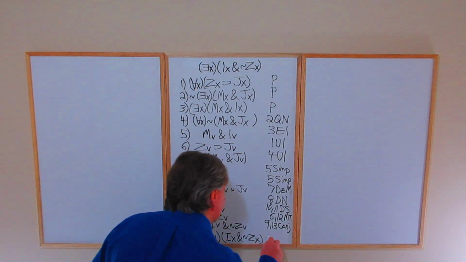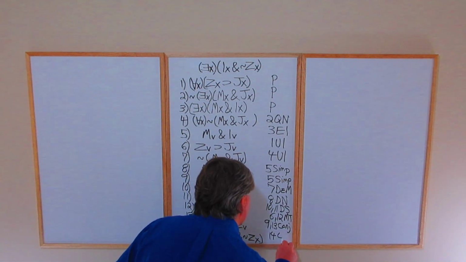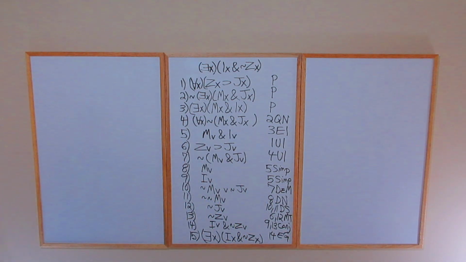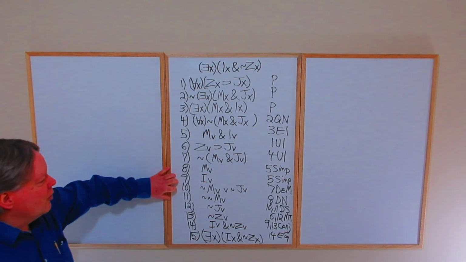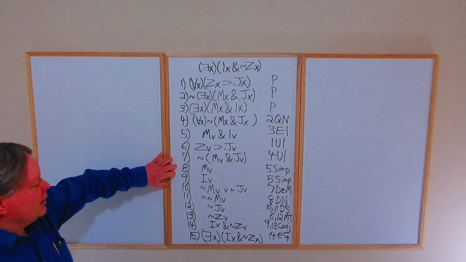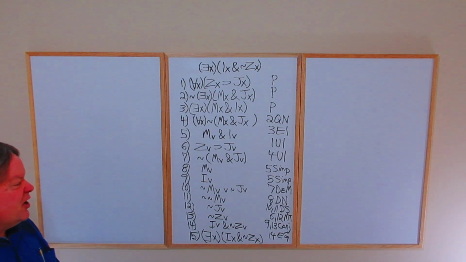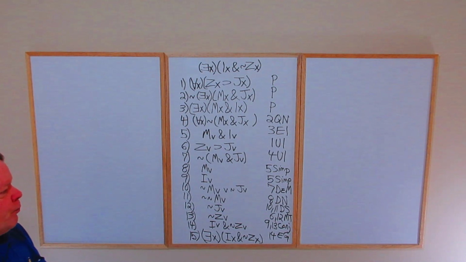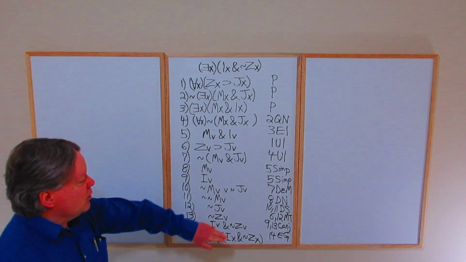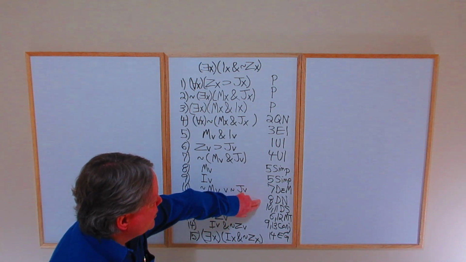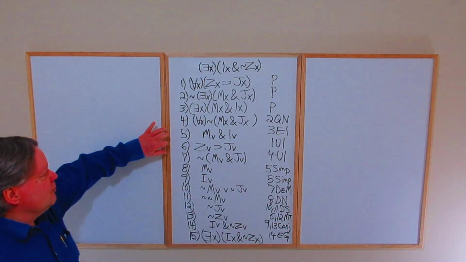So that's 14, EG. So there's our first proof in quantificational logic. Some things are pretty familiar. Line 8 to line 14, just a series of sentential logic steps. Almost all of them were basic rule employments, but there was a double negation and disjunctive syllogism.